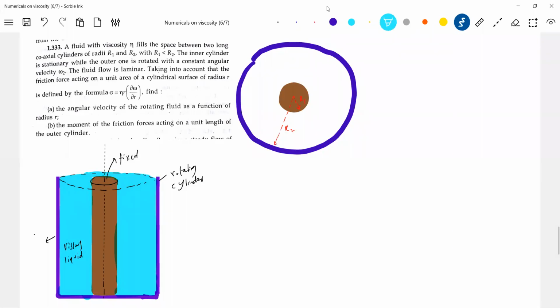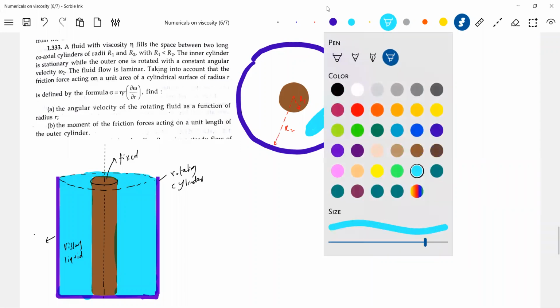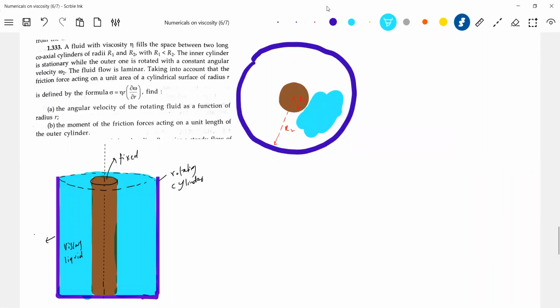Okay, this is that liquid. Now I think I have given enough help. So which cylinder is rotating? Outer cylinder is rotating. You can rotate inner also. Let me take the outer cylinder rotating. If you want, you can change the problem. Let the inner cylinder rotate.